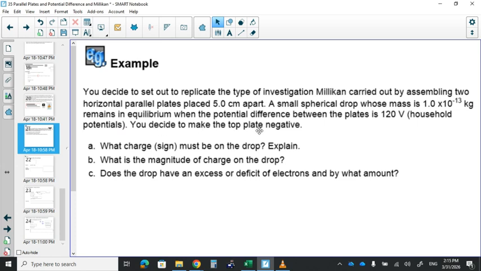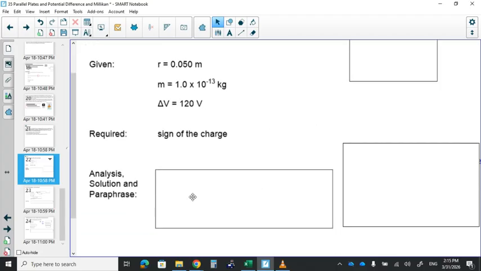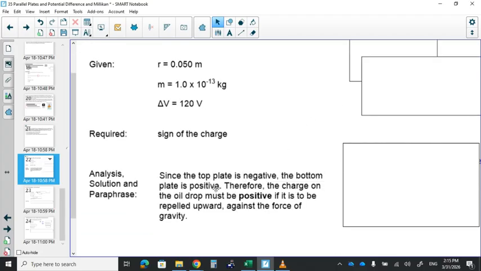And you decide to make the top plate negative. Okay, what charge must be on the oil droplet? That wouldn't be normal, but anyways, what charge must be on the oil droplet in order to have this work? Well, they're saying you'd have to have a positive charge.